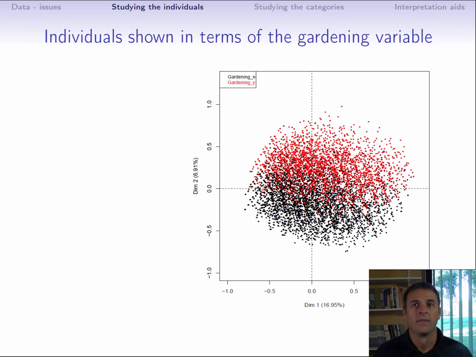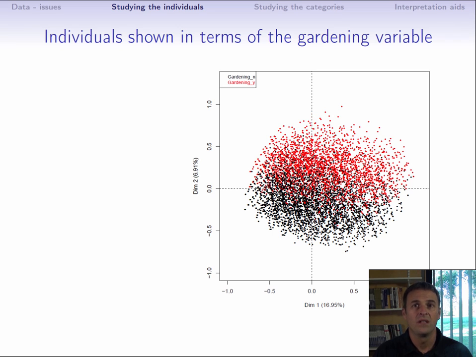To get a better understanding of the main dimensions of variability, we can use qualitative variables from the dataset. One idea is to color the points representing individuals in terms of the categories of a chosen variable. For example, here for the gardening variable, those that garden are shown in red, those that don't in black. We see that the red points are mostly at the top of the plot, while the black ones are mostly at the bottom. It therefore seems that the second dimension separates individuals that garden from those that don't.